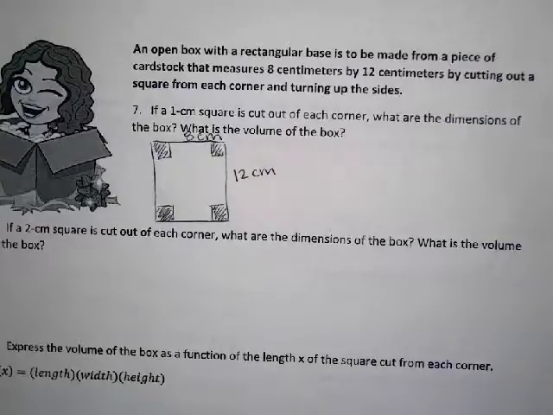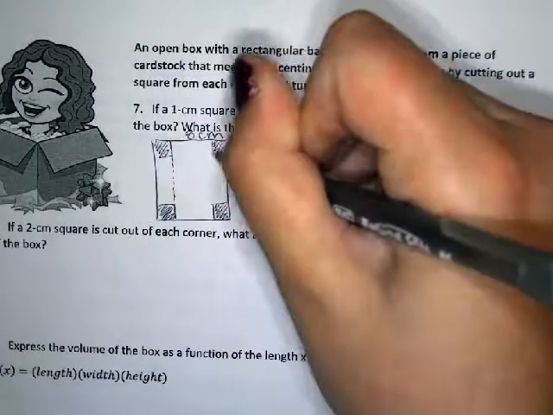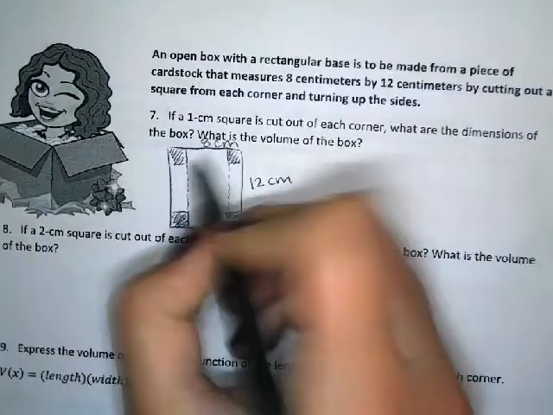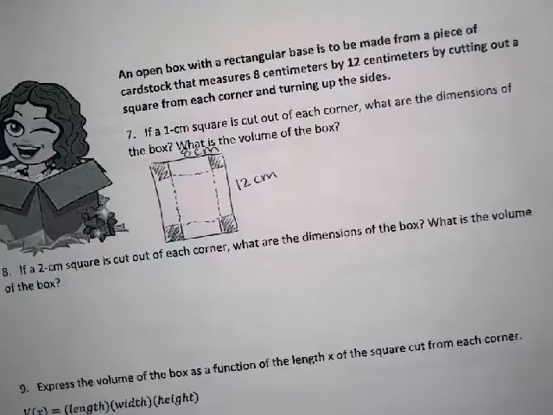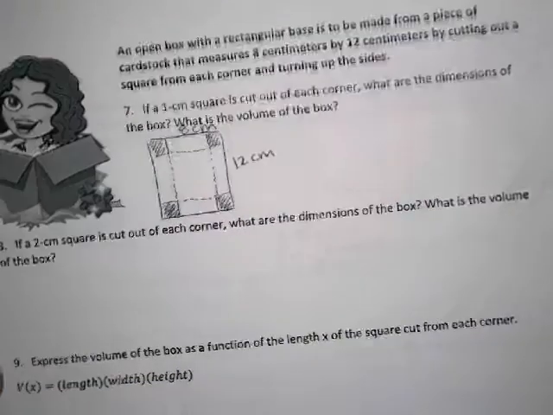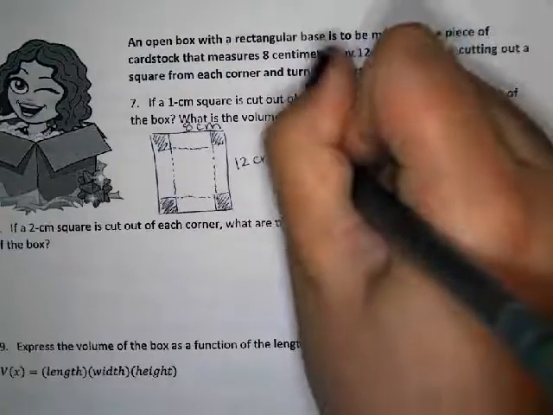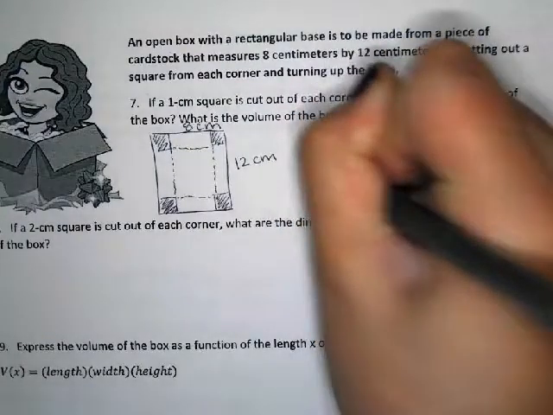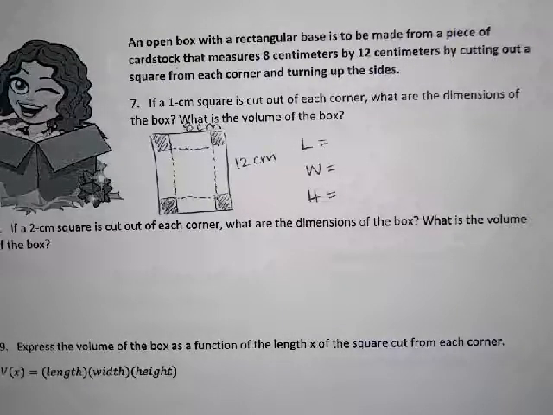Okay, so now they want the dimensions of the box. They want to know what the length is, what the width is, and what the height is. Okay, so the original length of the box was 12. But we cut off a centimeter and we cut off a centimeter. So it's no longer 12. What is it now? 11. Not 11. It's 10.